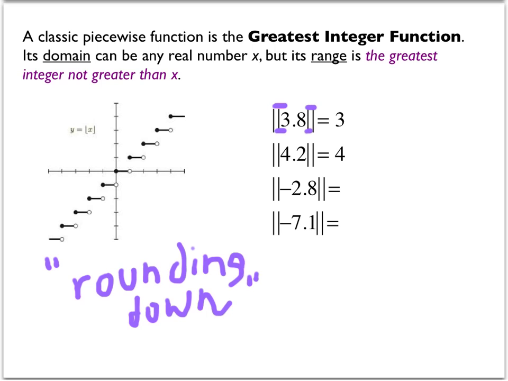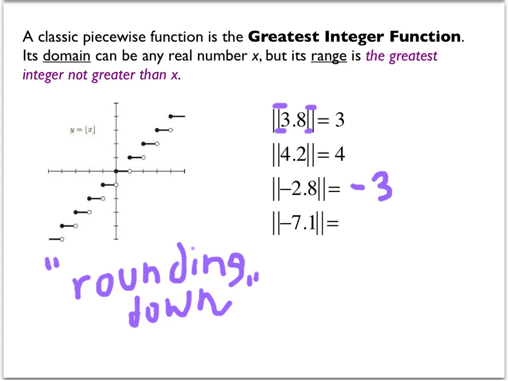So the next one here, we can see the greatest integer of 4.2 is 4, because you have to round down to 4. Now here's a tricky one. Let's see if anybody can get these. What do you think the greatest integer of -2.8 is? Well, you have a feel for it. It's either going to be -2 or -3. And actually, remember, it has to be not greater than x. So the correct answer here will actually be -3.